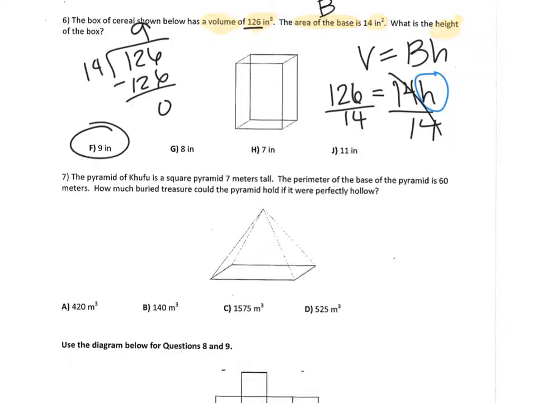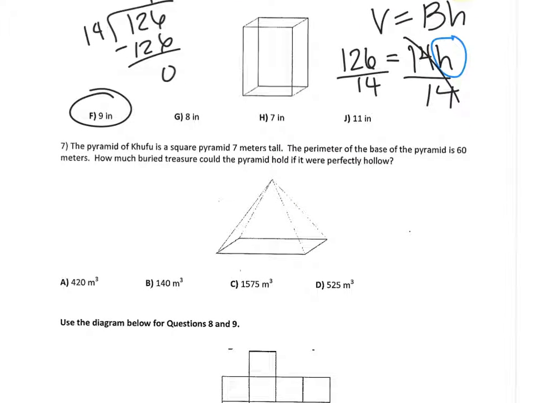Okay, number 7. The pyramid of Khufu? Khufu, we'll say? I don't know. Pyramid of Khufu is a square pyramid 7 meters tall. The perimeter of the base of the pyramid is 60 meters. How much buried treasure could the pyramid hold if it were perfectly hollow?